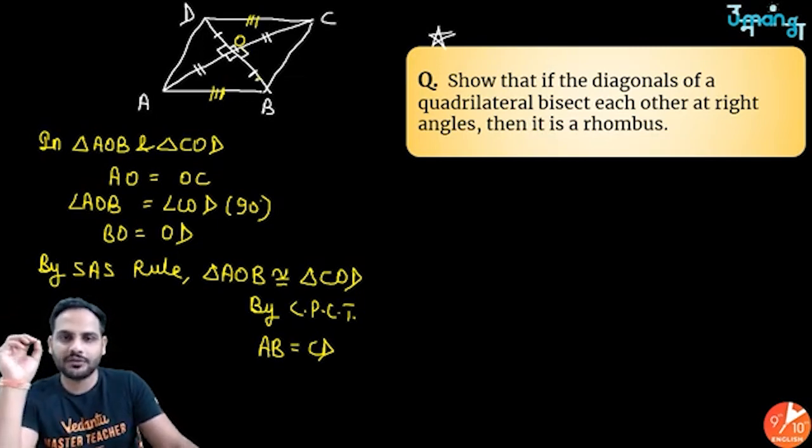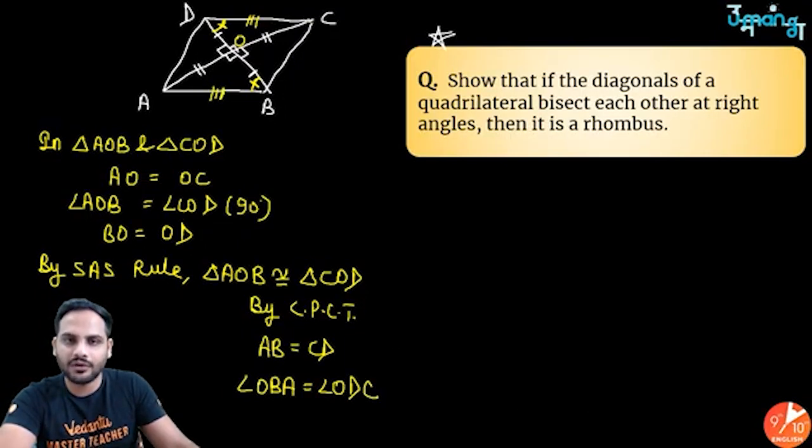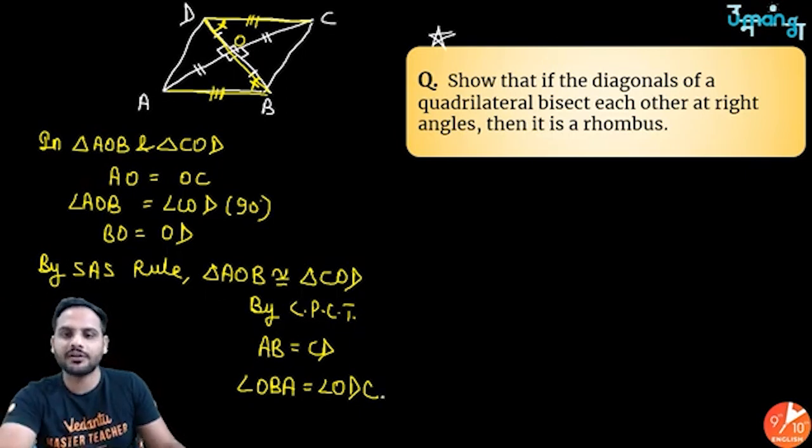So by CPCT also I can say that this angle and this angle will be equal. So by CPCT I can also say angle OBA is equal to angle ODC. And you can see AB and CD are two lines and BD is acting as a transversal, so these are a pair of interior alternate angles. If a pair of interior alternate angles are equal, the lines must be parallel. Converse of the interior alternate angle theorem.